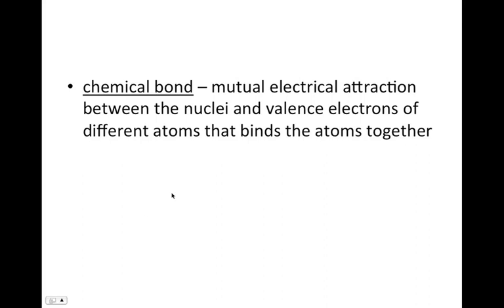Let's talk about chemical bonding. Now, one thing we need to say is just the definition. Chemical bonding is the mutual electrical attraction between the nuclei and valence electrons of different atoms that bind the atoms together. That's the formal definition.